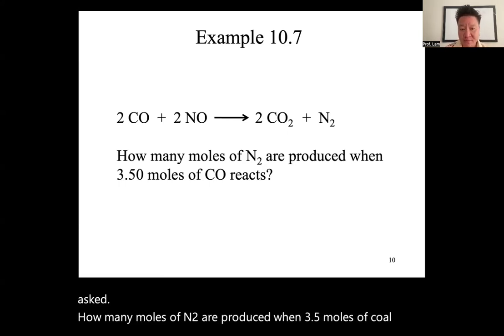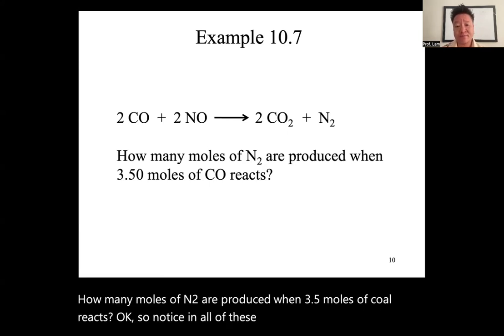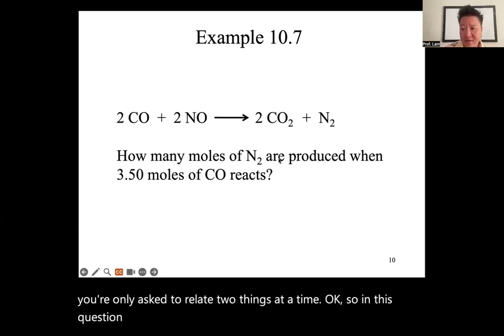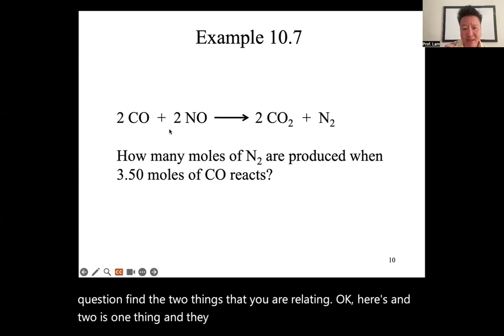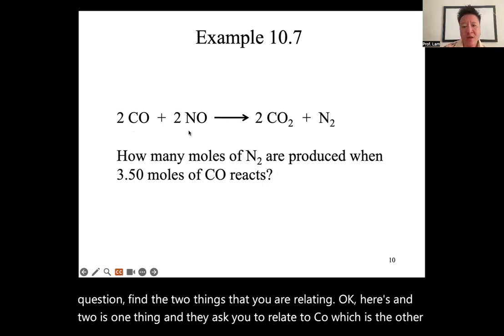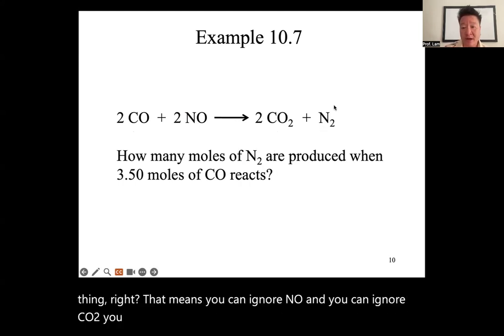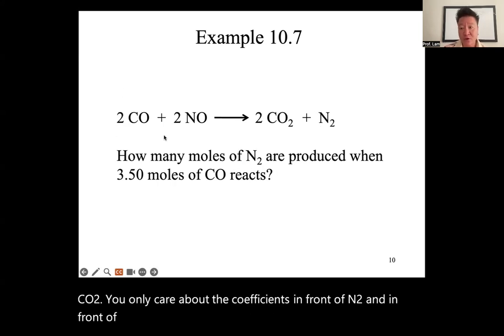Okay. And then the question asks, how many moles of N2 are produced when 3.5 moles of CO reacts? Okay. So notice in all of these stoichiometry problems, you're only asked to relate 2 things at a time. So in this question, find the 2 things that you're relating. Here N2 is one thing, and then it asks you to relate to CO, which is the other thing, right? That means you can ignore NO and you can ignore CO2. You only care about the coefficients in front of N2 and in front of CO. That's all you need to get the mole to mole ratio, okay?